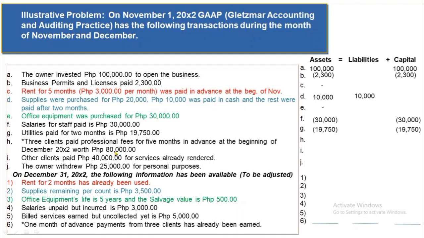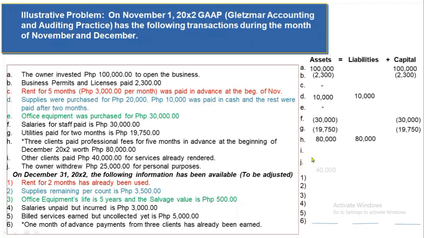So what do we do with this? Of course, we're going to increase the assets of 80,000, but we are also going to increase our liability account. We have 80,000 also. Now, we are not required to pay cash in the future to settle this liability, but we must provide in the future some goods or services to these clients. On letter I, other clients paid 40,000 for services already rendered.